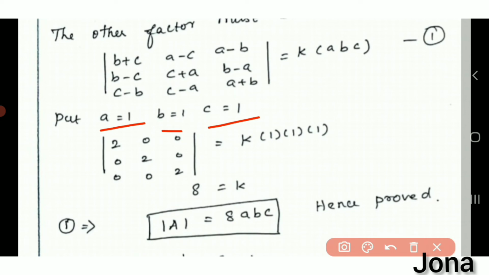If you substitute the values we got |2 0 0; 0 2 0; 0 0 2|, which is equal to k into 1 into 1 into 1. So it's nothing but 8 equal to k. So we can say easily determinant Δ equal to 8abc. Okay.